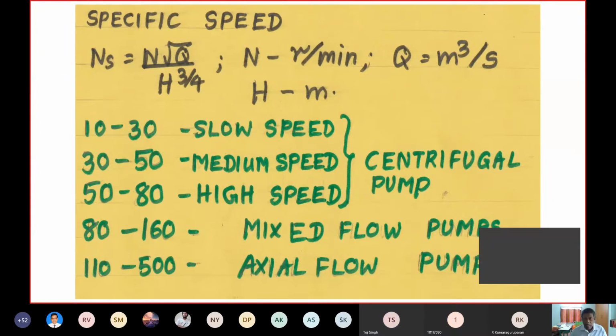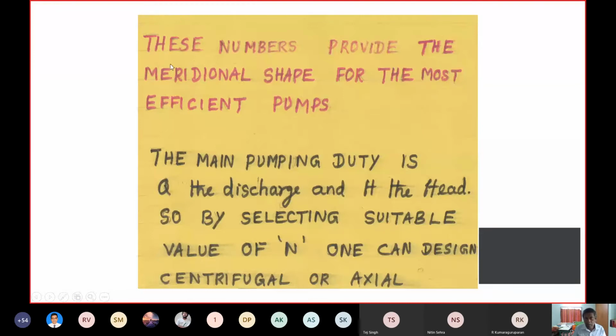Okay. Yes. So if you don't design a centrifugal pump, and instead you design an axial flow pump, the efficiency may not be that high. So these numbers are related to the corresponding shapes that produce very good efficiency. Okay, these numbers provide the meridional shape.